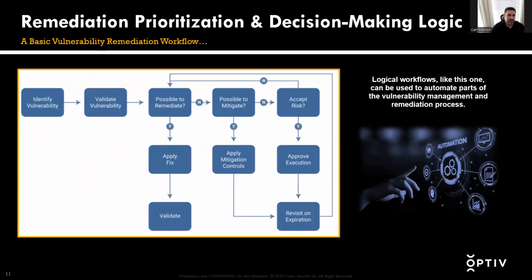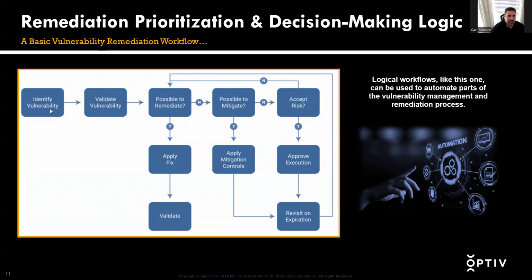All right, so how do you do it? Here's an example of an actual decision-making logic flow, a real simple one, to just show you what goes into the thought process when you identify a vulnerability and then need to make a decision on it. So this type of logical workflow can be used to develop machine learning algorithms that use the same general logic.